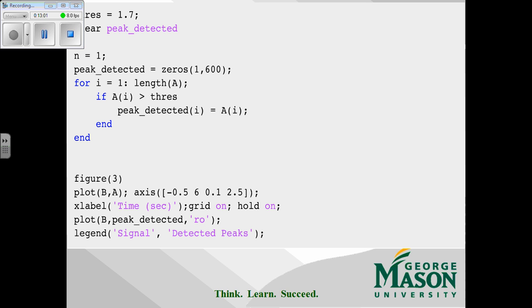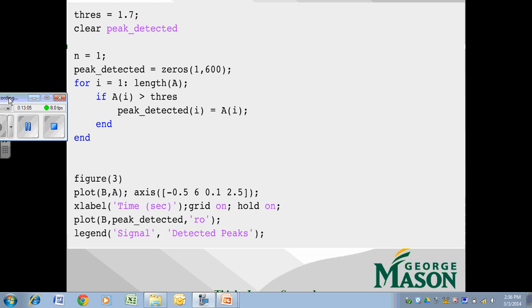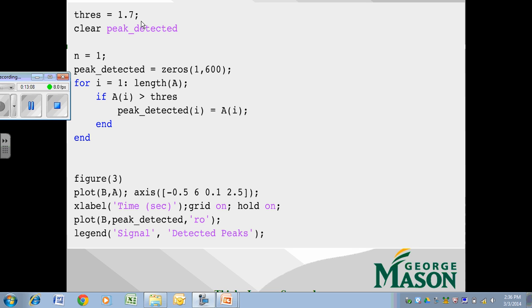Okay, so first, this is just going back to what we did before. We're saying there's a threshold peak of 1.7. If you don't hit at least 1.7, you don't have a heartbeat. So here we're clearing peak detected. That was a variable used earlier when we were counting peaks by checking if it's greater than the one before it, greater than the one after it, and greater than 1.7. We can write a new little program: if it's bigger than the threshold, the peak is detected.